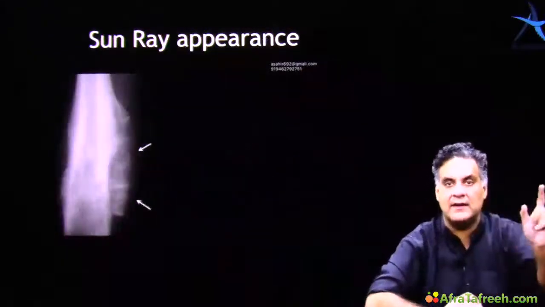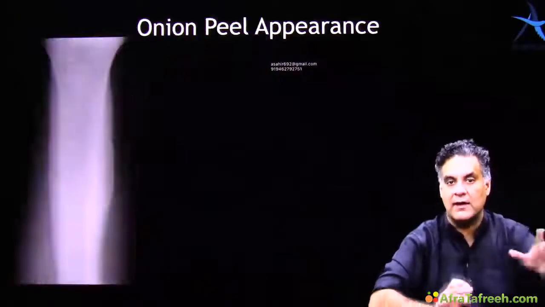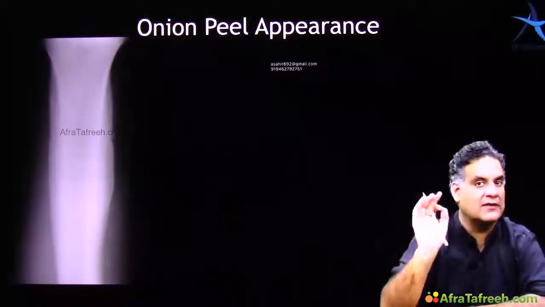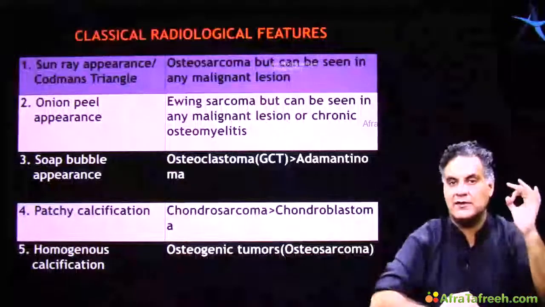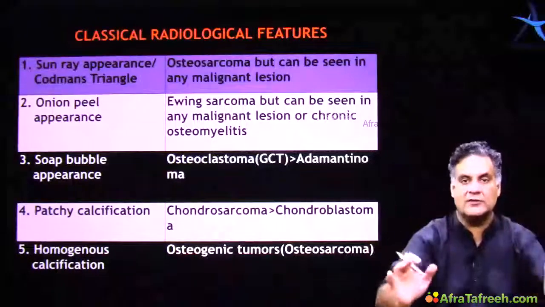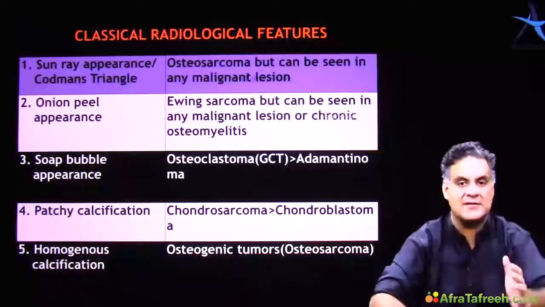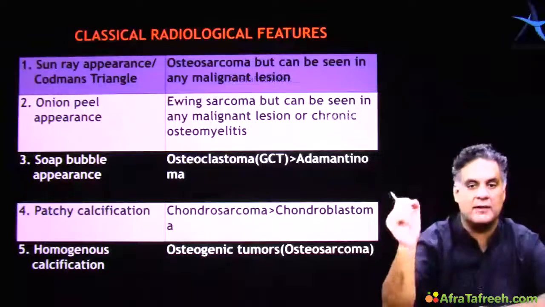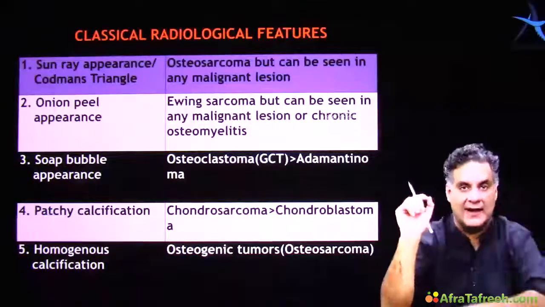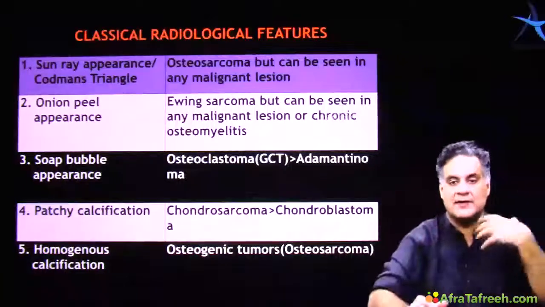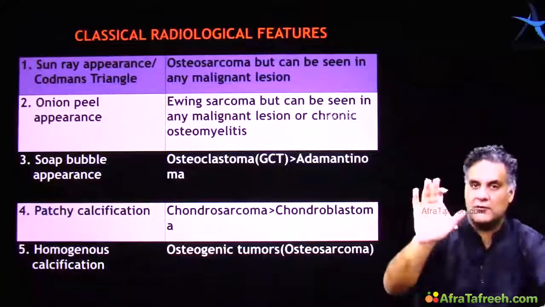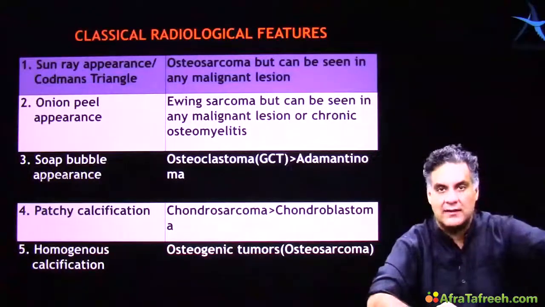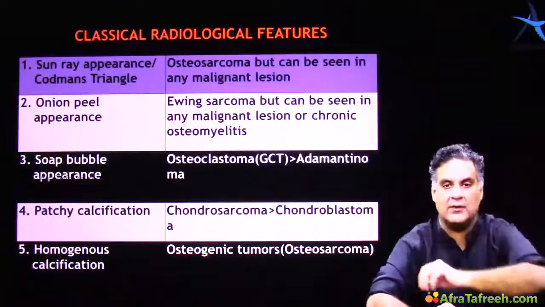Similarly, sun ray appearance, any malignant lesion, any chronic process, but usually osteosarcoma. And then onion peel appearance will look like a hazy cortex, any malignant lesion, any chronic lesion, but usually Ewing sarcoma. And this is what you should remember. This is the classical feature: sun ray and Codman's triangle, osteosarcoma, but any malignant lesion; onion peel appearance, Ewing sarcoma, but can be seen in any malignant lesion or chronic osteomyelitis; soap bubble appearance, giant cell tumor or adamantinoma; patchy calcification. At some places it's calcified in cartilaginous tumors like chondrosarcoma and chondroblastoma, and homogeneous uniform calcification is seen in bone forming tumors like osteosarcoma. And if they don't mention patchy or homogeneous, remember to choose chondrosarcoma, then chondroblastoma, then osteosarcoma in this order.